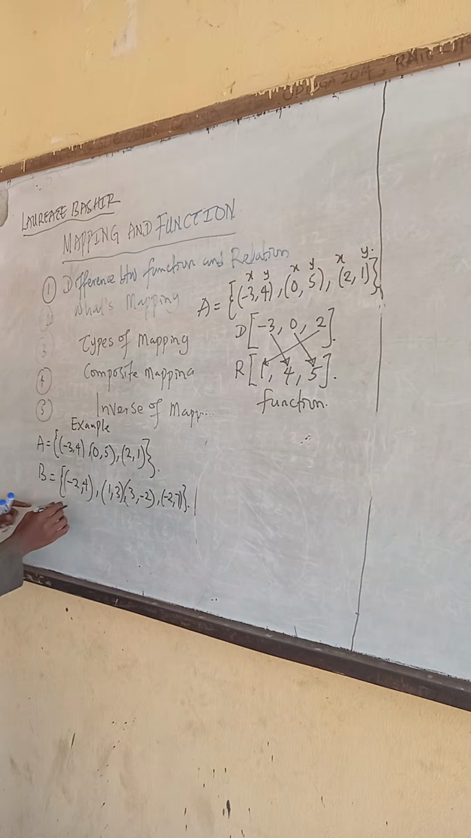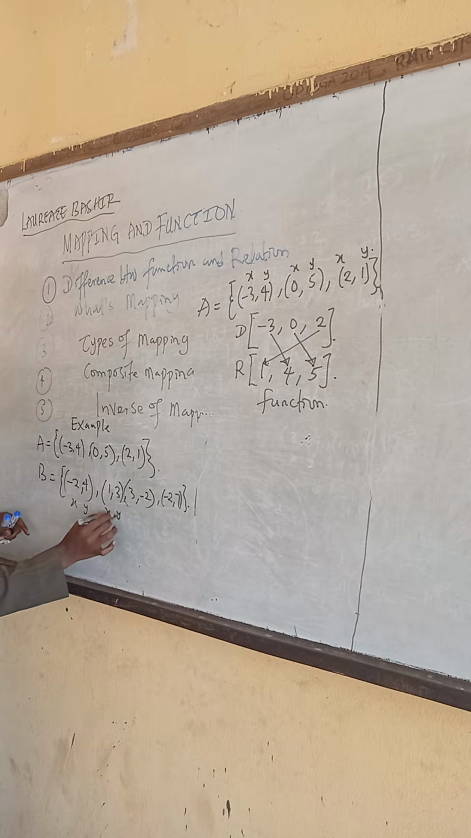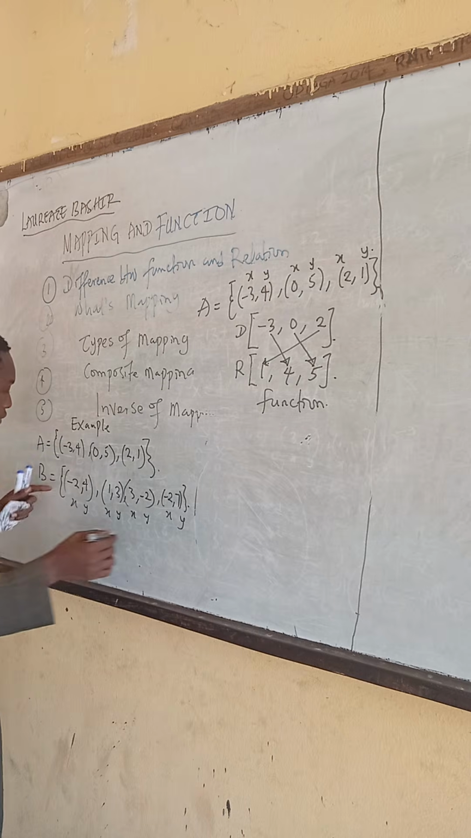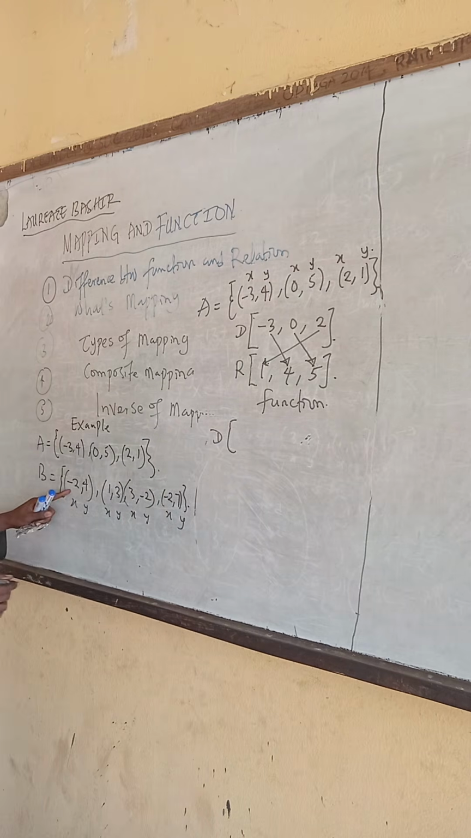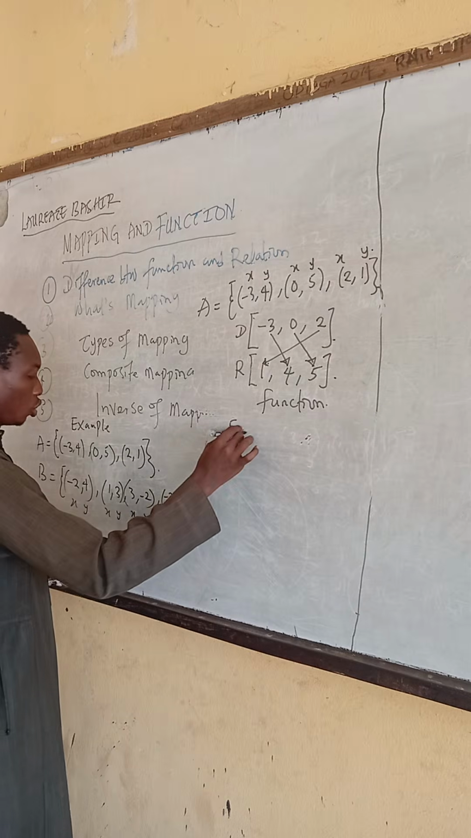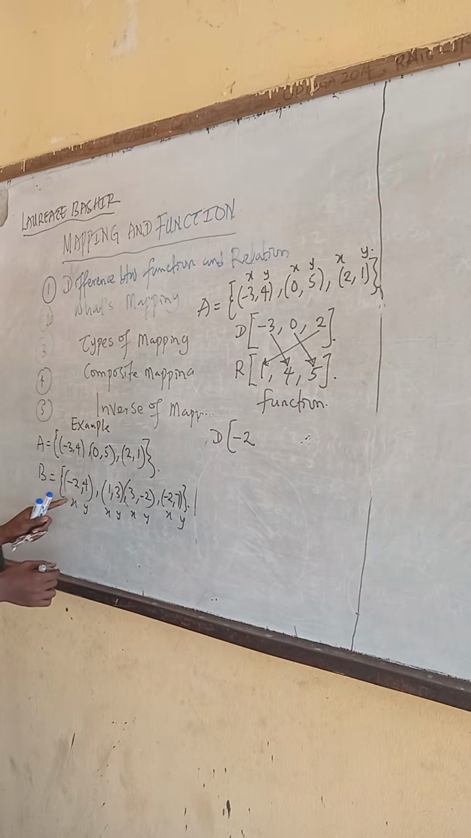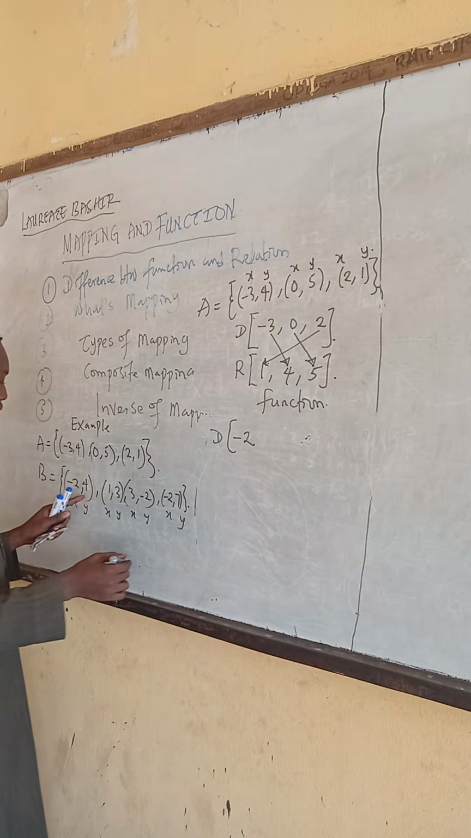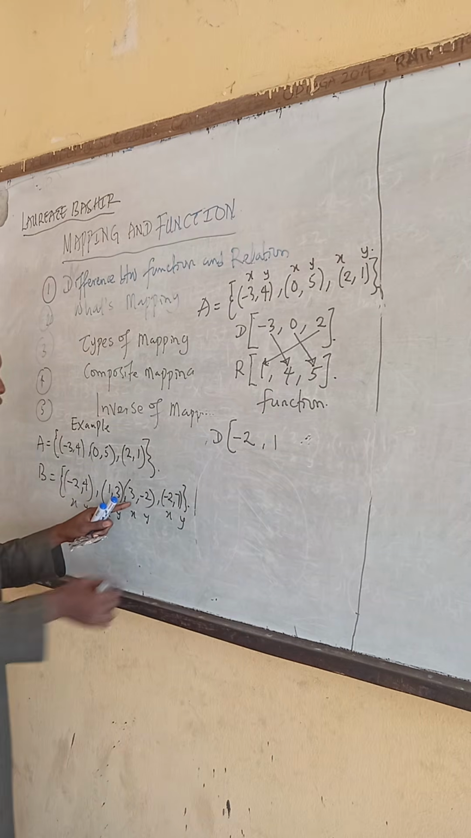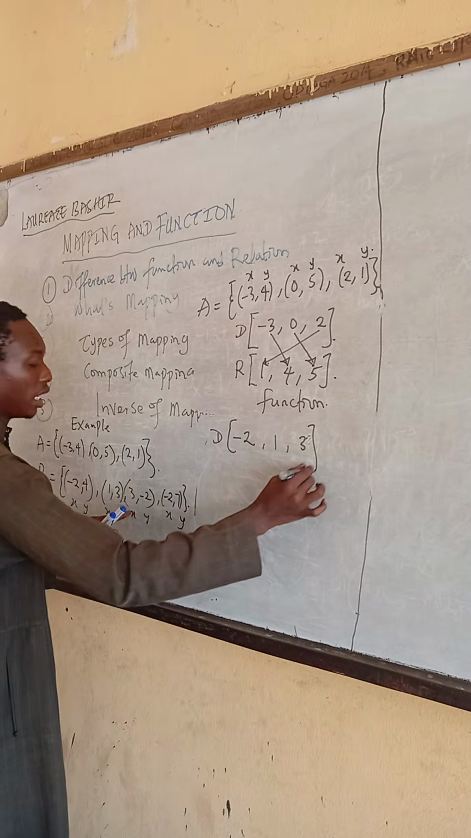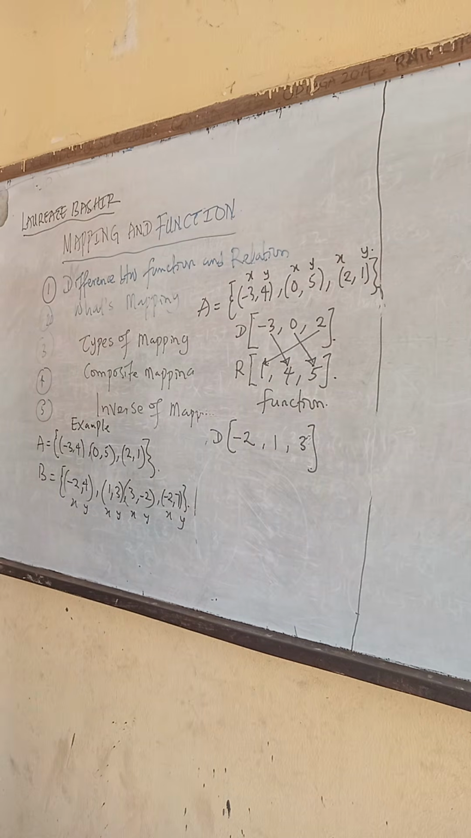So this is x, this is y, right? x, y, x, y. Now I want to write all the x out, which will give my domain. So we are having minus 2, 1, 3, minus 2. So I'll start from minus 2, 1, and 3. Because I cannot write minus 2 twice.